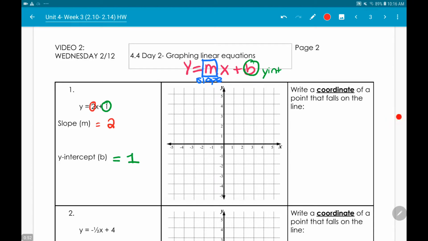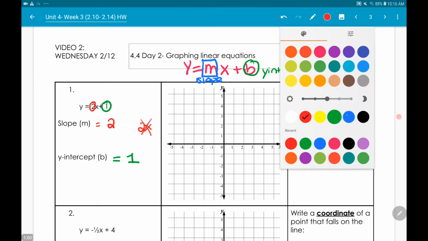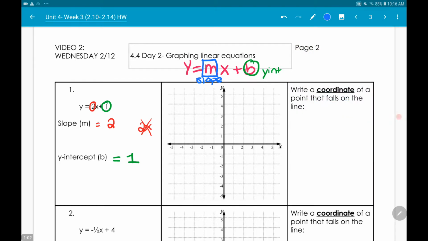When I write my slope, I do not write 2x. Do not write 2x. That is wrong. My slope is just the number. Another thing about slope is I need to put it as a fraction. So if it's a whole number, my fraction is over 1. And that's going to help us graph, and I'll tell you why in just a minute.